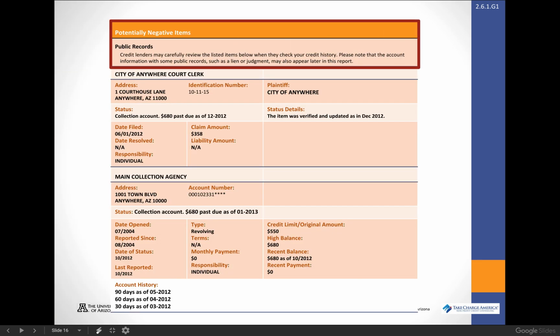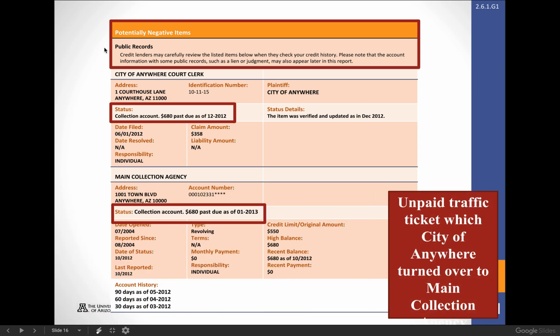And we can see that that is going to be a completely new section. In this scenario, we see that she had traffic tickets. She did not pay them, so they were turned over to a collection agency. And so they came after this person in order to collect on that money that she did not pay for those traffic tickets.